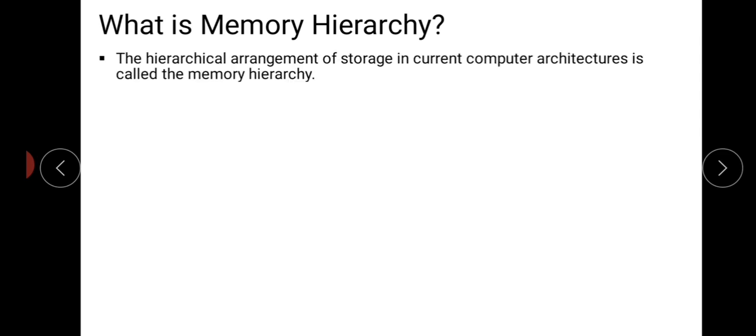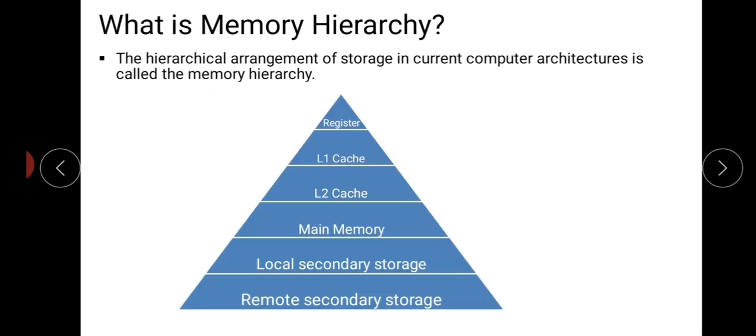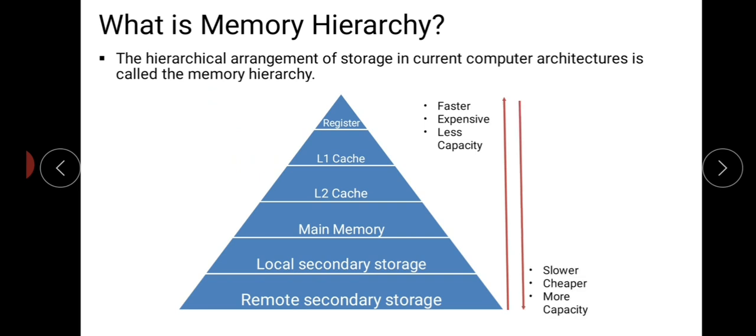Let us see the hierarchy of the various memories. Here you can see a pyramid of the different types of memory. On the top is register, then L1 cache, L2 cache, main memory, local secondary storage, remote secondary storage. If you are going from bottom to up, your memory will be faster, more expensive, and will have much less capacity. And if you are going from top to bottom, it will be slower, cheaper, and have more capacity.